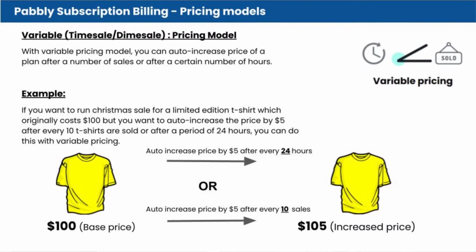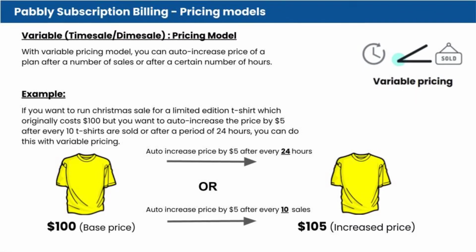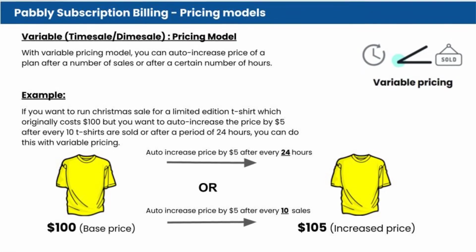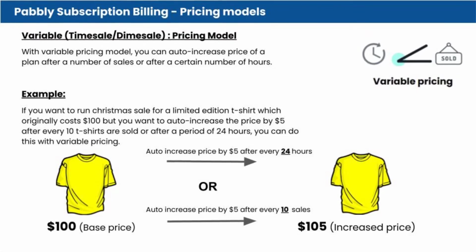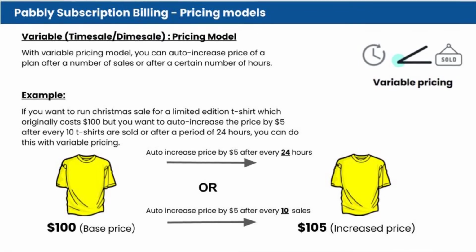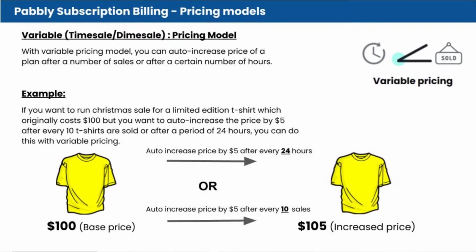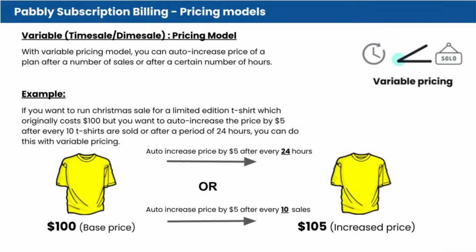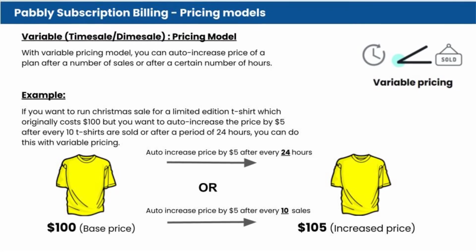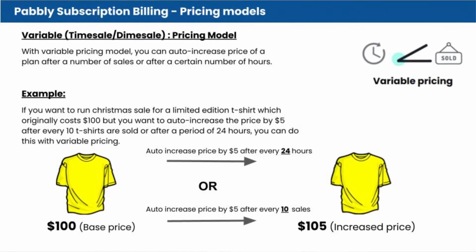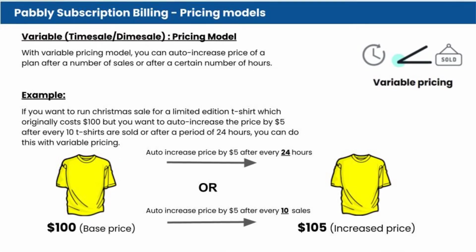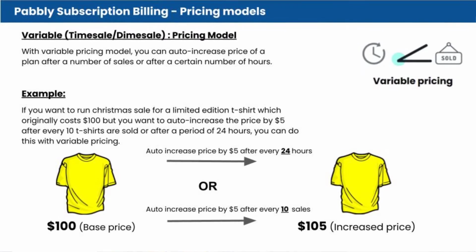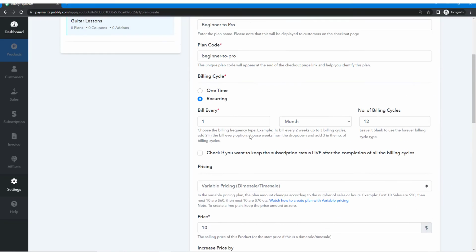So let's say during a Christmas sale, I'm selling this t-shirt. Now I want the price of this t-shirt to be increased by $5 after every 24 hours, or let's say after every 10 sales. Now let's say 10 sales get completed. Now from the 11th sale, the new price of this t-shirt will be $105. So that's how the variable pricing model works here.